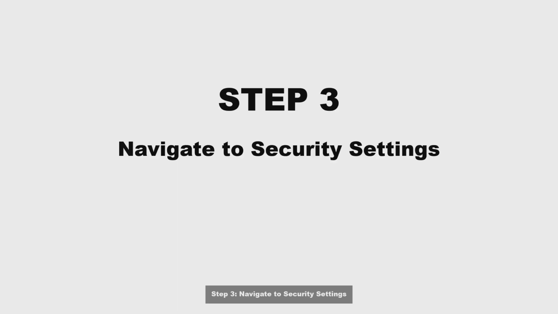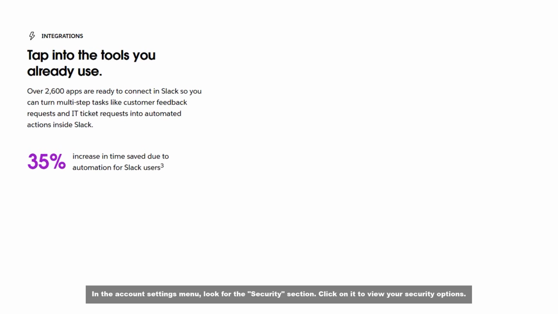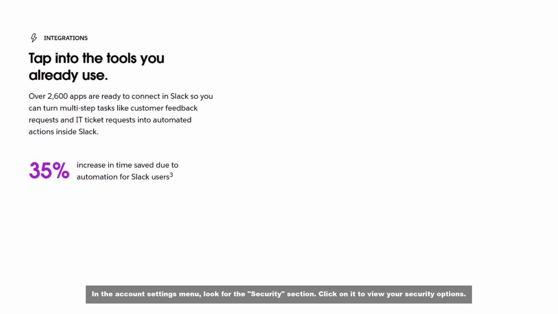Step 3. Navigate to Security Settings. In the Account Settings menu, look for the Security section. Click on it to view your security options.